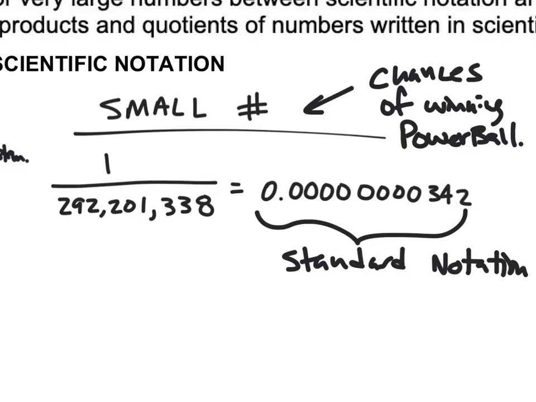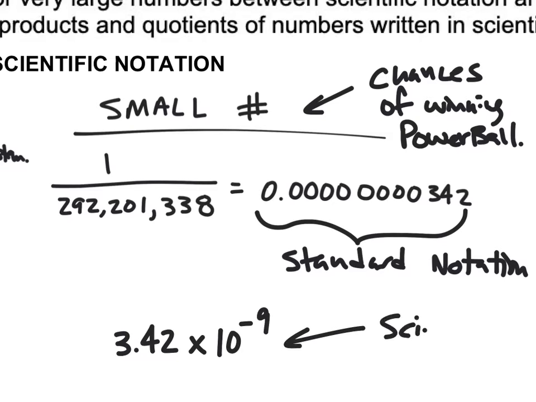Now, if you actually go into your calculator and do this, and this is what I ran into, 1 divided by 292 million, this comes out in your calculator in scientific notation because this number is so small. And what you would do is you would write 3.42 times 10 to the negative 9 power. This is in scientific notation.